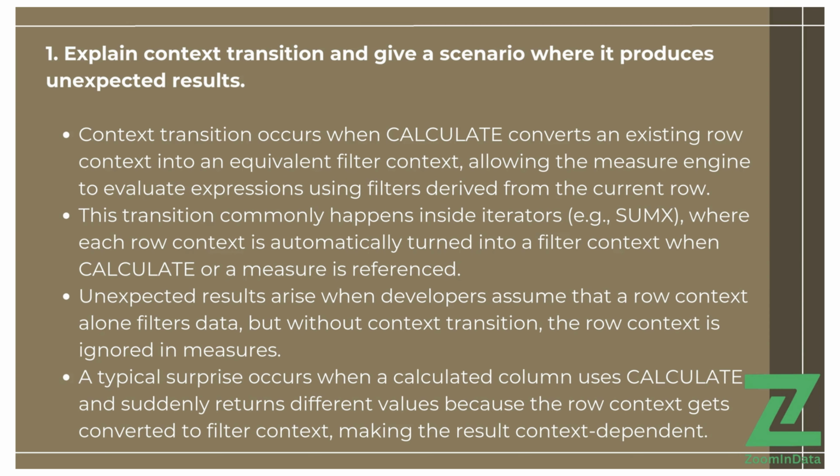Unexpected results arise when developers assume that a row context alone filters data, but without context transition, the row context is ignored in measures. A typical surprise occurs when a calculated column uses CALCULATE and suddenly returns different values because the row context gets converted to filter context, making the result context dependent.